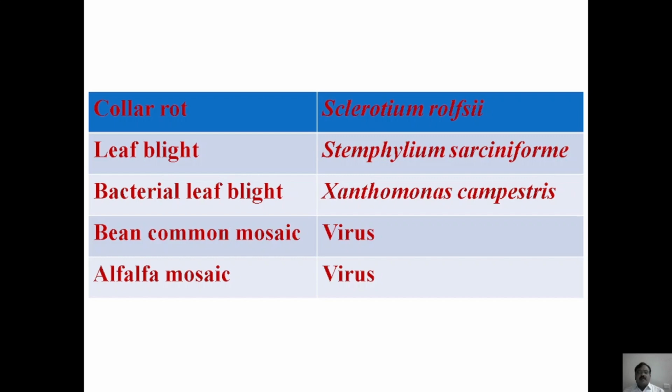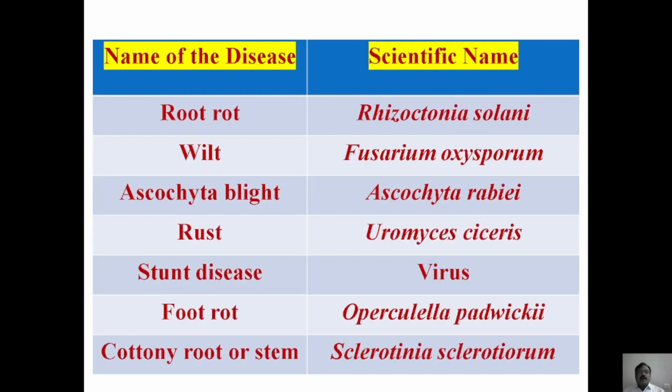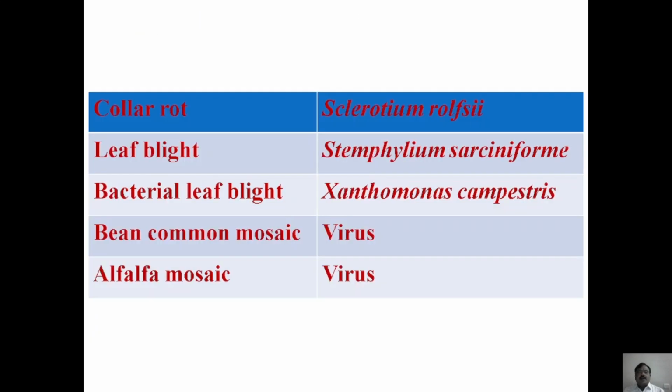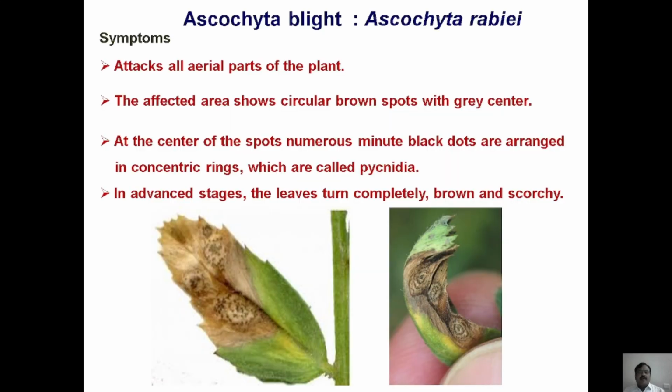Besides, some of the viral diseases like bean mosaic, bean common mosaic, alfalfa mosaic, and the stunt disease are very important in chickpea. Let us see every disease in detail one by one.